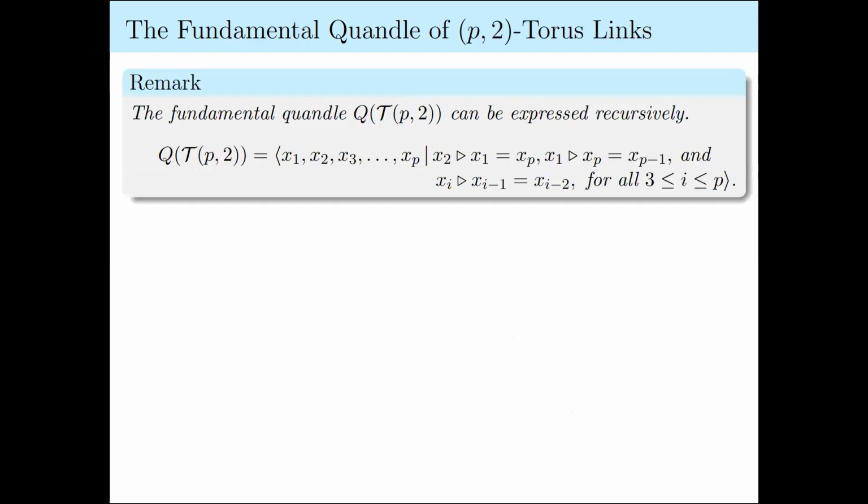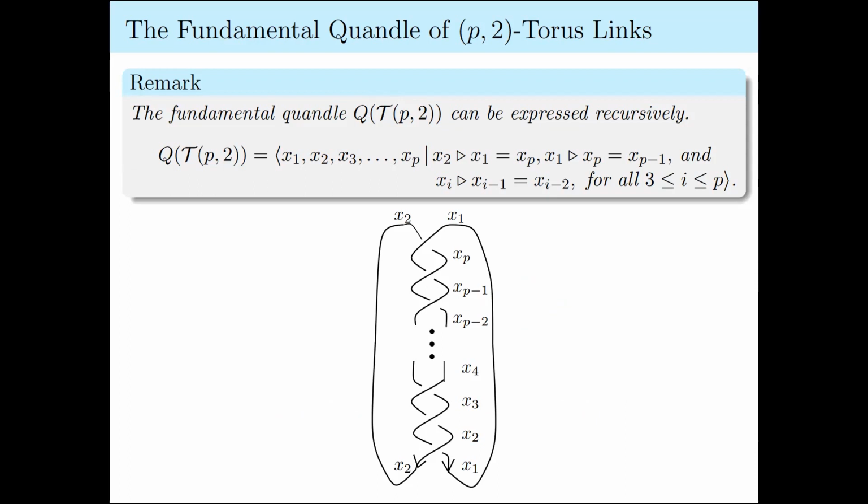Now for torus links in particular, a (P,2) torus link has a fundamental quandle that can be expressed recursively. And this is done on P generators with relations that use 2 at a time. It's easier to see this with a braid representation of a torus link. If we label it in such a way, we notice that the top, X1, is an overstrand that is oriented in the downwards direction. So in this case, X2 would be the understrand on the right, making XP the understrand on the left. So this means that XP is equal to X2 triangle X1.